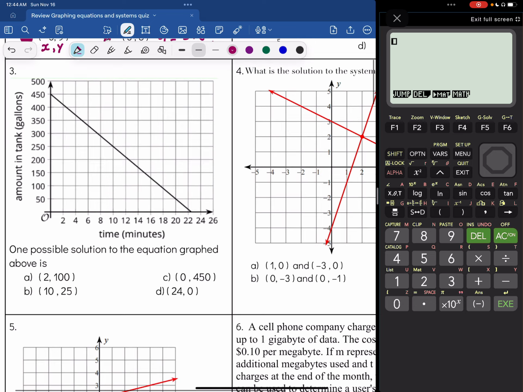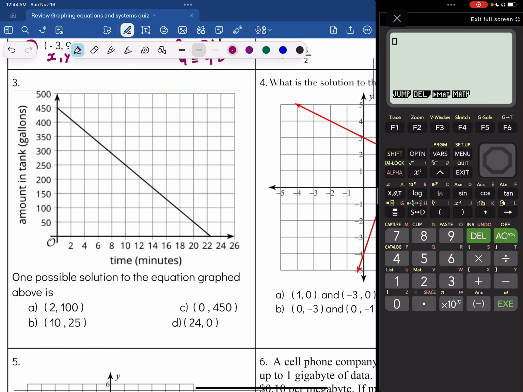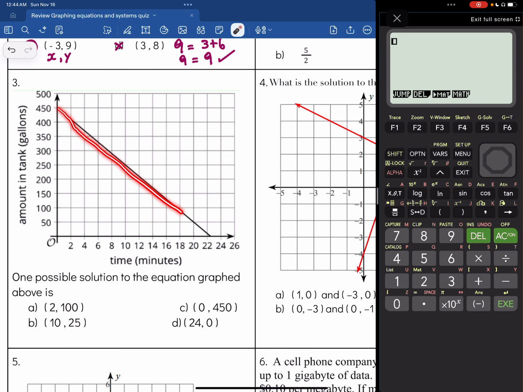Question 3, sorry. One possible solution to the equation graphed above is... So we're asked to determine which of these points is a solution to the equation that's graphed. When we're looking at a line that is graphed, and we're looking for a solution, we're looking for points that are on the line. So any point that I pick on this line would be a solution to the equation that's graphed. So let's check to see which one of these points is on the line.